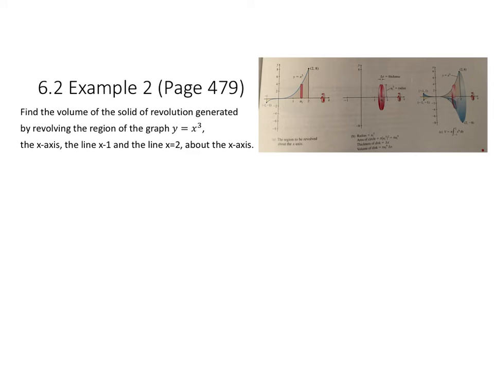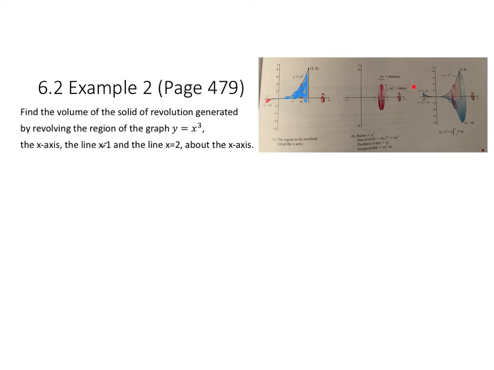Let's take a look at 6.2. It's a little bit more complicated, but we're going to do the same process. It asks us to find the volume of a solid of revolution generated by revolving the region of the graph y equals x cubed, the x-axis, and the lines x equals 2 and x equals negative 1. The first thing, just like we did before, we're going to have two pieces. We have this piece, and then we're going to have this piece. We need to revolve both of them around the x-axis, and you see we get this 3D shape here, where this is one part, and that is the other part.